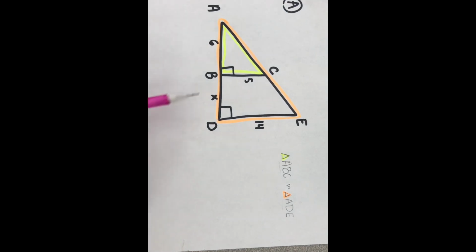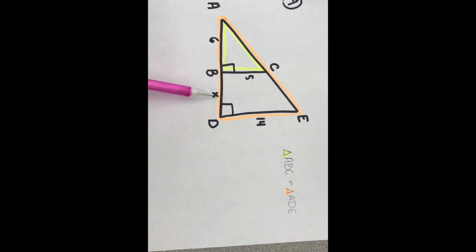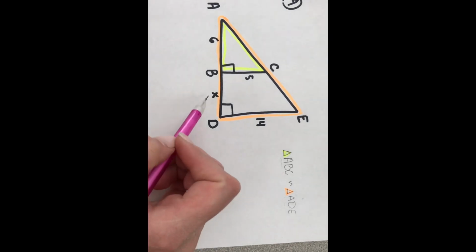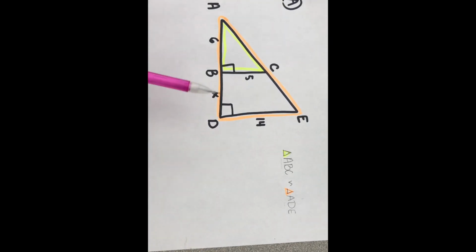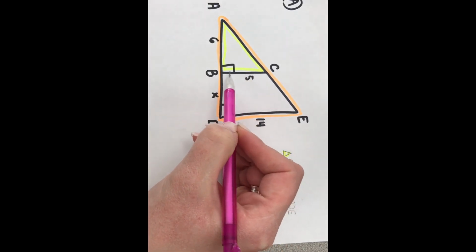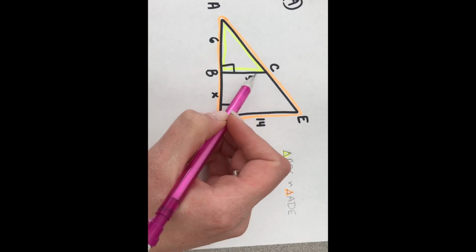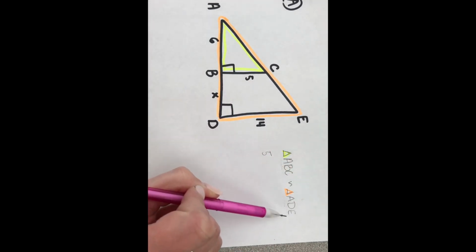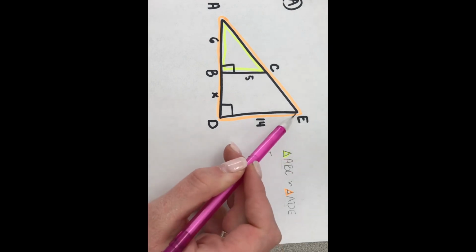Now, I'm looking for this little segment in between B and D. I can't find it right off the bat because it's not its own side of a triangle. It's a piece of a side. It's part of that long bottom side, but it's not its own side like this 14, or if I knew A to E. It's not its own side, it's part of a side. So what I need to do is I can say, okay, well 5 is this vertical height of the triangle, C to B, and it corresponds with E to D.